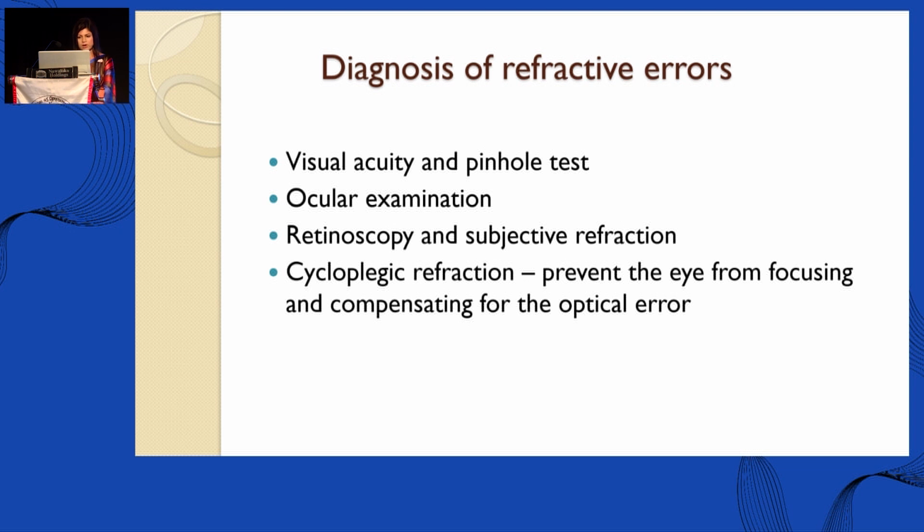How do we diagnose a refractive error? It is mainly by retinoscopy and subjective refraction, and visual acuity and pinhole testing if the child is grown enough, and ocular examination excluding other pathologies, and most importantly, cycloplegic refraction by preventing the eye from focusing and compensating for the optical errors.